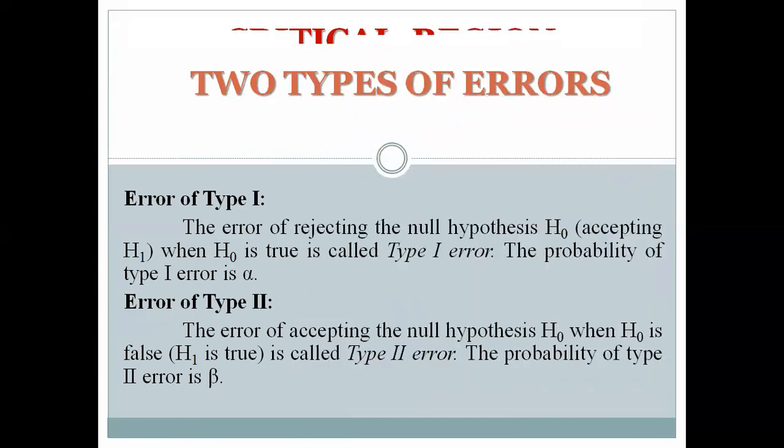Now we can make two types of error in testing a hypothesis. The first type of error is rejecting the null hypothesis when it is true. That is called a type 1 error. And if the null hypothesis is false, but we accept that null hypothesis, then that is called a type 2 error. These are some basic definitions of the hypothesis.